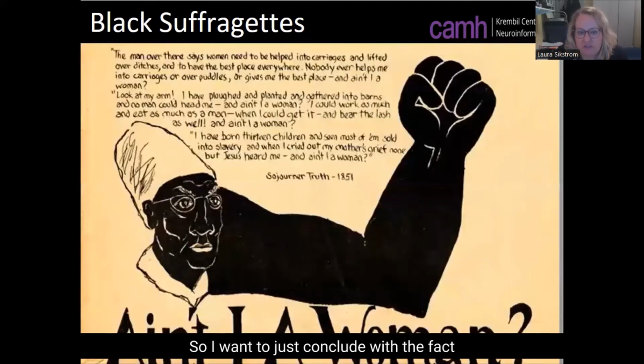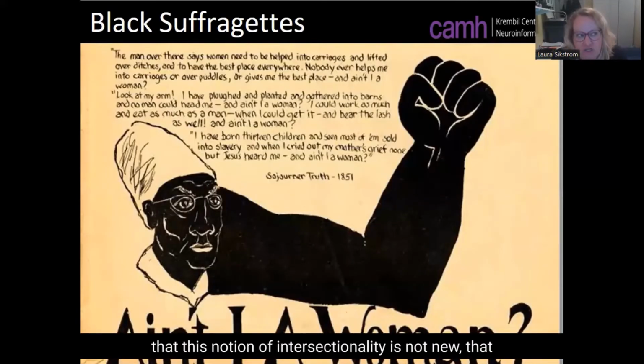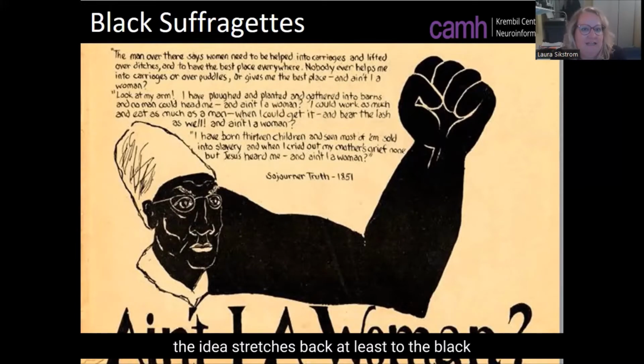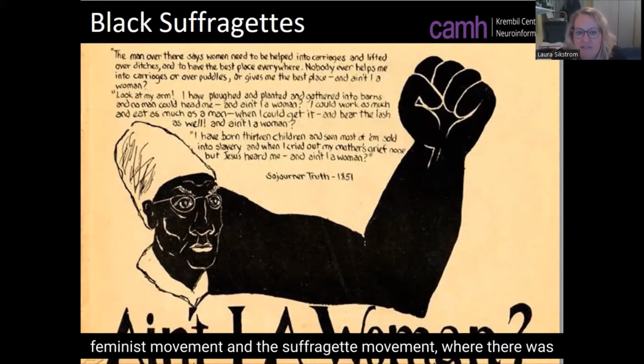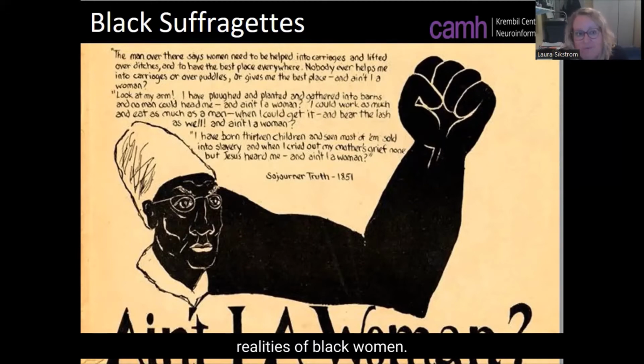So I want to just conclude with the fact that this notion of intersectionality is not new, that the idea stretches back at least to the Black feminist movement and the suffragette movement, where there was a recognition that women's rights movements were ignoring the realities of Black women in Canada and the United States.